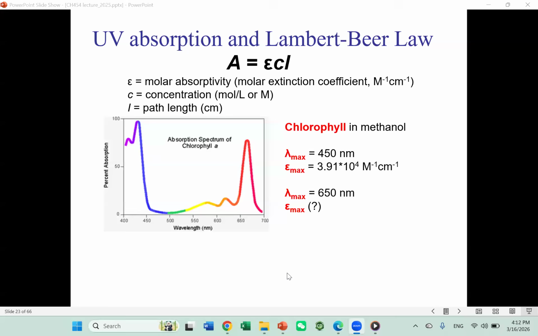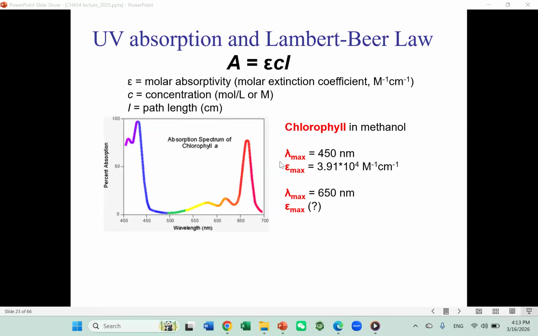All right, let's go back. Here's one example of a UV chromatogram, UV spectroscopy, for chlorophyll. It has two peaks, which we can label as lambda max. And each peak has its own epsilon max, the extinction coefficient, the molar coefficient.